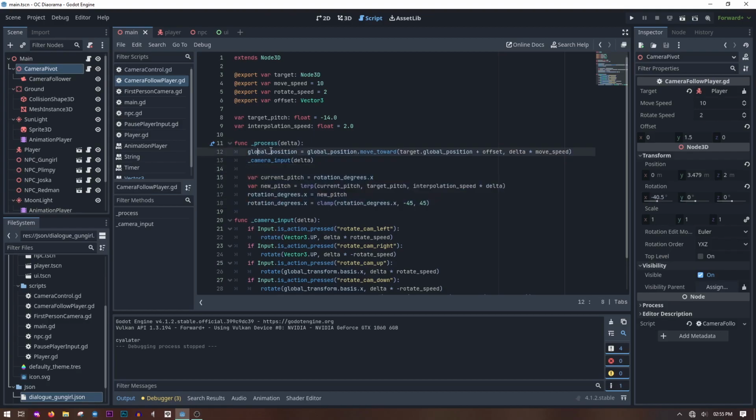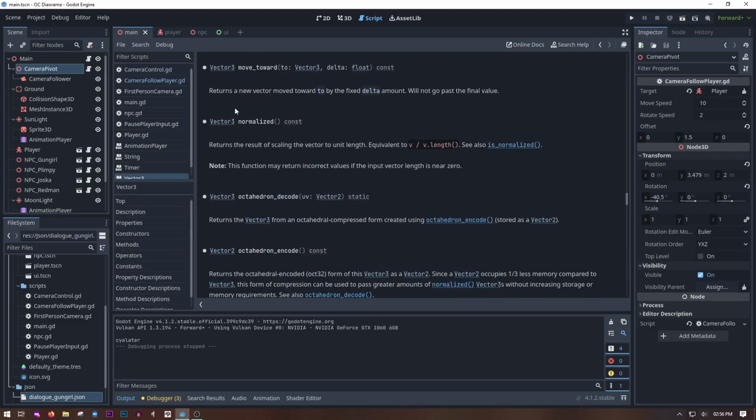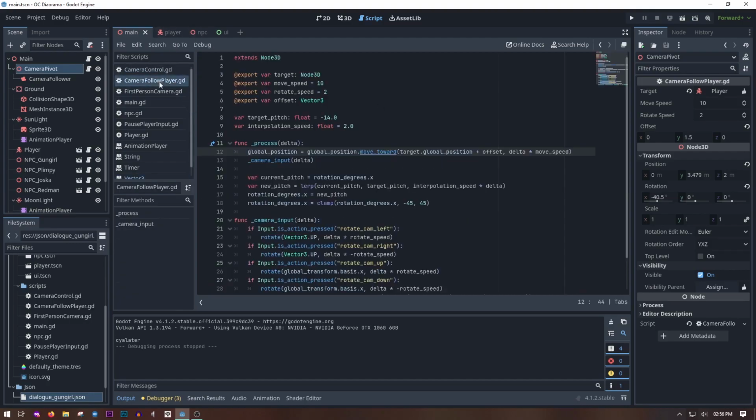So global position of this node 3D, this camera pivot, equals global position move towards target, which is the player in this instance. So move towards, which is a function inherent to Godot, returns a new vector moved towards the target by the fixed delta amount, and will not go past the final value. That's just a handy Godot thing. We have a lot of those.